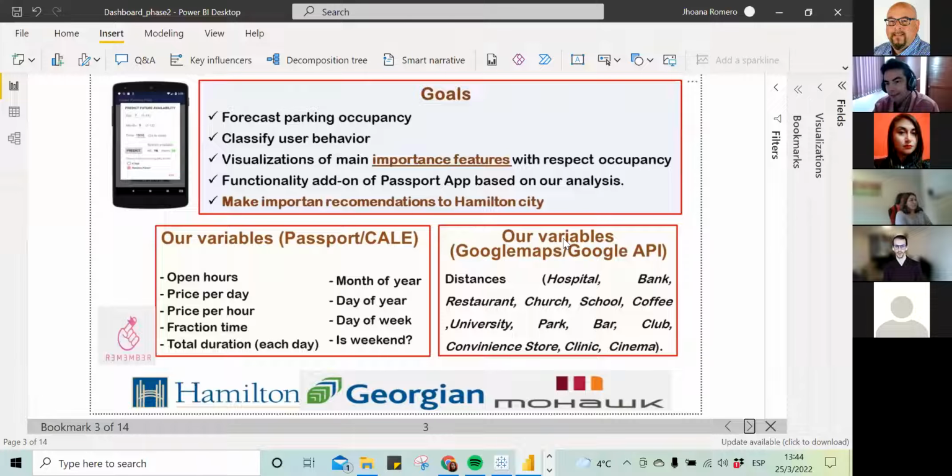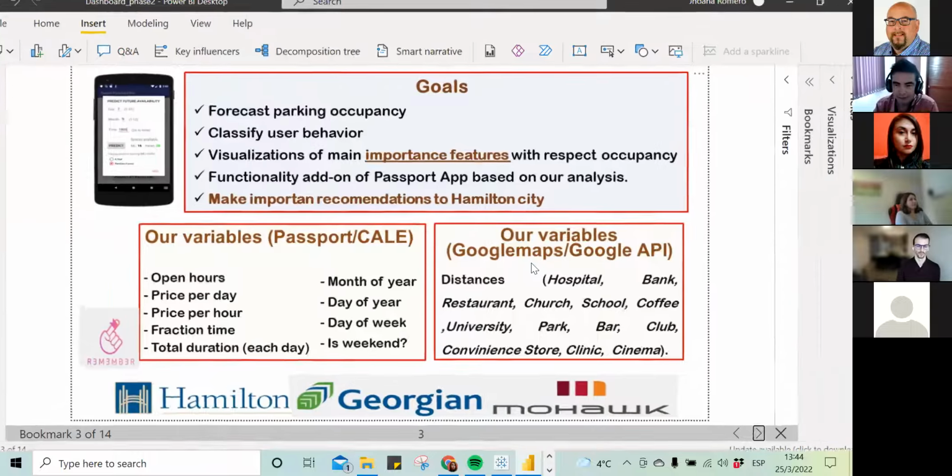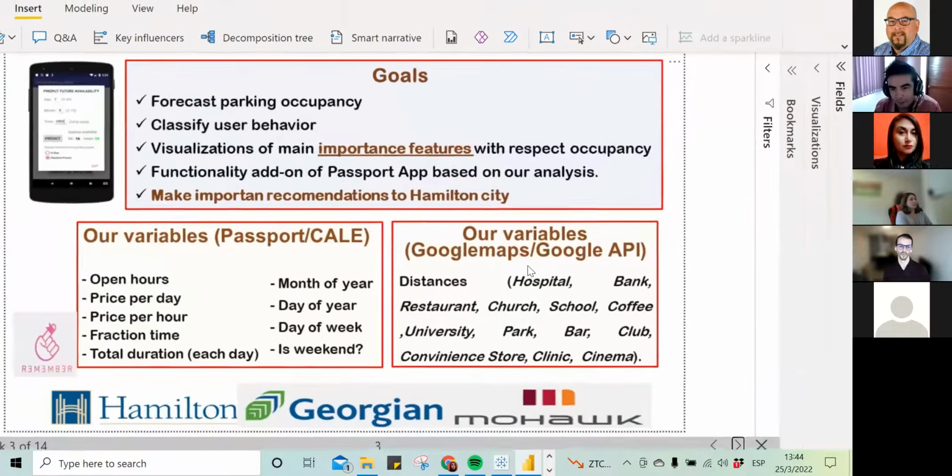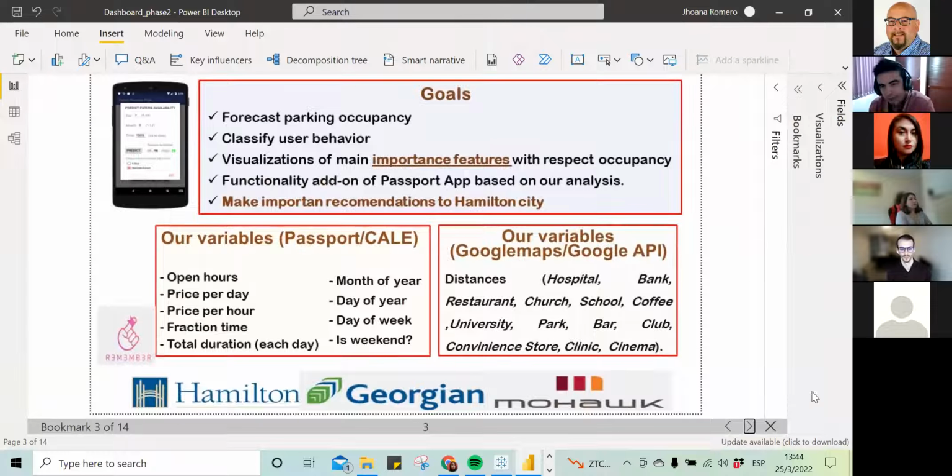Then we add those variables. We add distances to the top closest of these places: hospital, banks, restaurants, church, schools, coffee, university, parks, bars, clubs, and so on, using Google Maps, Python, and Google API.